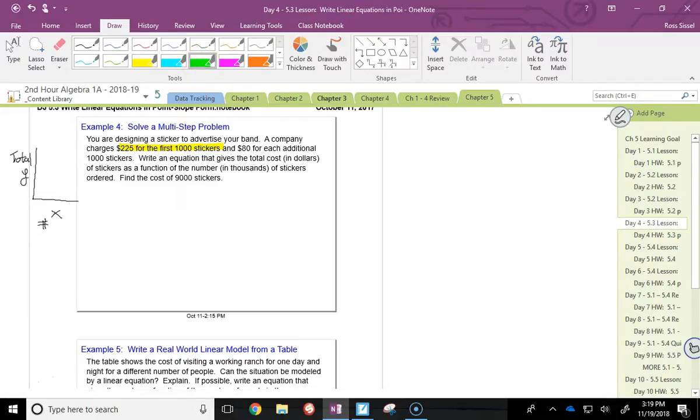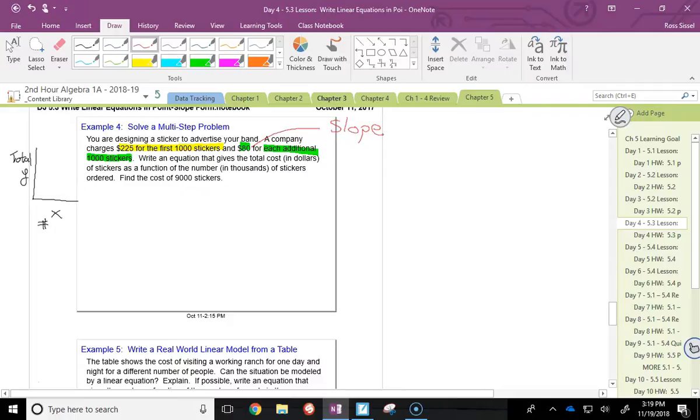And then, in the story problem, we're going to keep writing because we'll get to the end. And $80 for each additional 1,000. That is actually going to be our slope. And the reason is because that is going to be a rate. Every 1,000 after our initial cost is going to cost 80. So that gives us a slope.